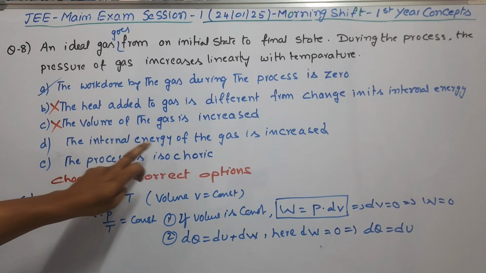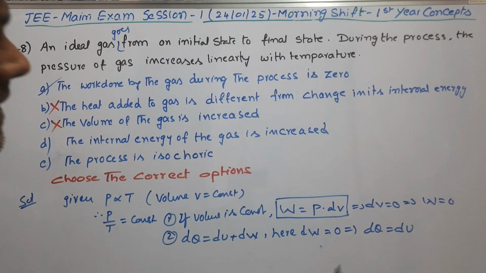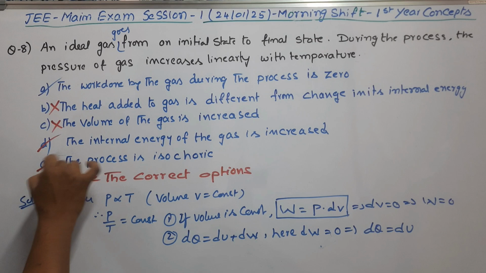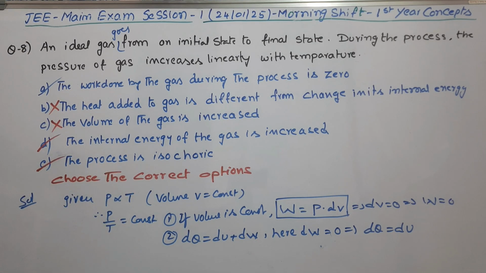Next one is the internal energy of the gas is increased. Yes, it is correct. Next, E, the process is isochoric. Here volume remains constant, so obviously it is called an isochoric process. So from the given options, A, D, E are the only correct ones. That is it.